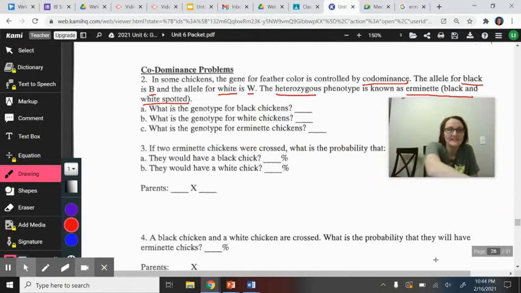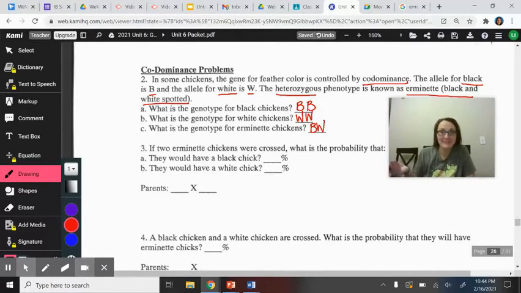Okay, so what is the genotype for a black chicken? If you look up here, it tells you to use B for black. So if it's a black chicken, it has to have two capital B's. Okay, and then if it's a white chicken, it's capital W there. And then the genotype for an erminette, so that's just a black and white checkered pattern, is capital B, capital W. Okay? And it basically works just like that.